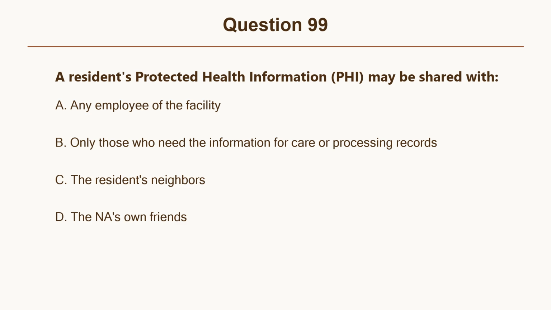Question 99. A resident's protected health information, PHI, may be shared with option A, any employee of the facility. Option B, only those who need the information for care or processing records. Option C, the resident's neighbors. Option D, the NA's own friends. The correct answer is option B, only those who need the information for care or processing records.